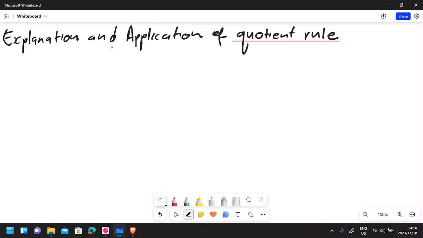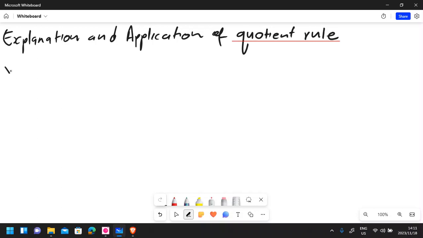All right guys, so this is one of the rules that we use to differentiate functions. Where do we actually use this rule? We use it when we have two functions that are dividing each other. Remember, quotient basically means division. It's the result of a division, guys, right? So let me just show you what I am talking about.